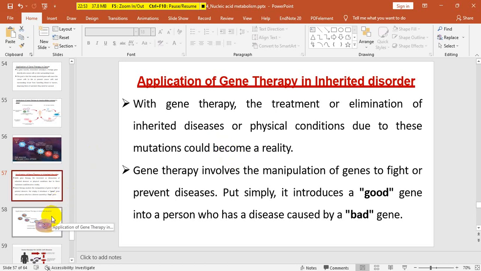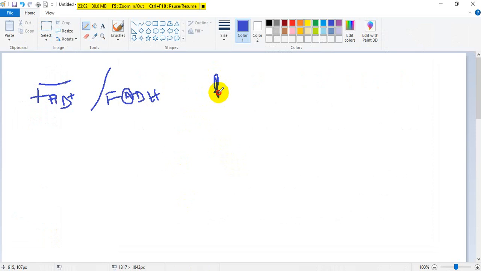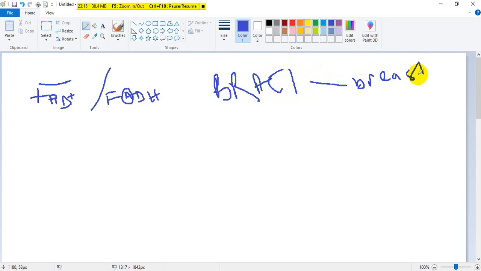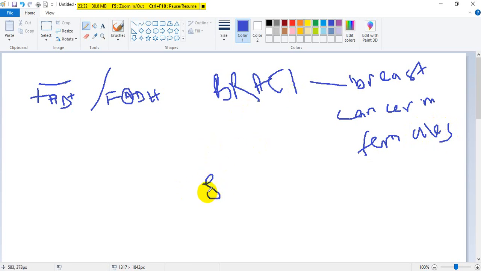So if you have a cancer, breast cancer, as a result of a bad gene, the gene that mediates breast cancer, we call them BRCA1. This is breast cancer in females, breast and ovarian cancer. Then we have BRCA2. This causes breast cancer. The first one is breast cancer in females, or breast and ovarian cancer in females. This one is breast cancer in males.